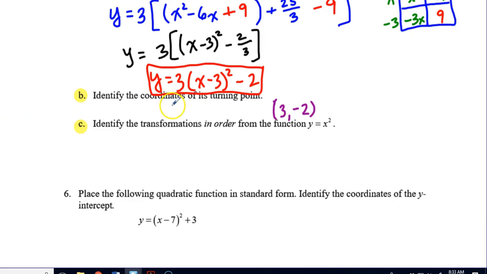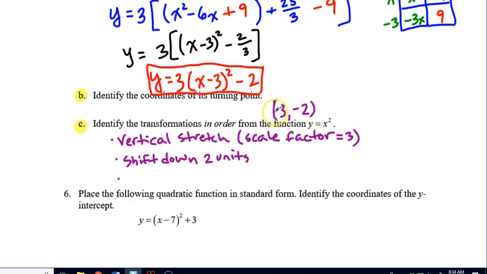Transformations. Well, we've got several things going on. We have to say the right order. The vertical transformations are independent of the horizontal transformations. We have 2 vertical transformations. We have a stretch of 3. We have a shift down of 2 units. And then, of course, we already talked about this. This is the tricky one. Shift right 3 units. Again, your horizontal transformations are independent of your vertical transformations. So it doesn't matter if you shifted these around. What does matter is that you do any stretches in the vertical direction before any shifts.